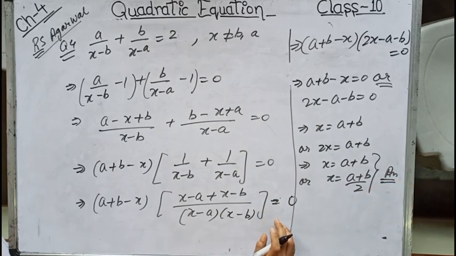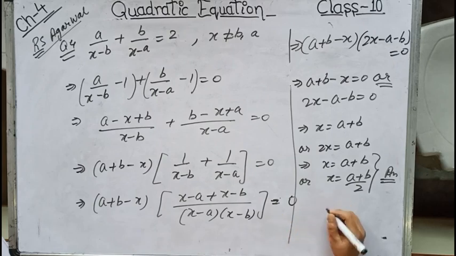This was question number 69. What is the answer? A plus b and (a plus b) by 2. It's correct. So one more type.